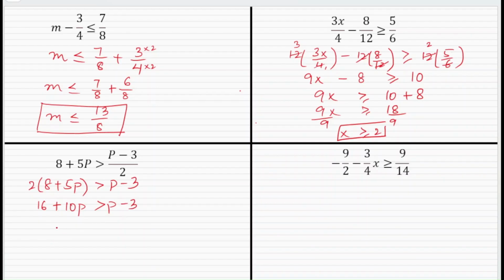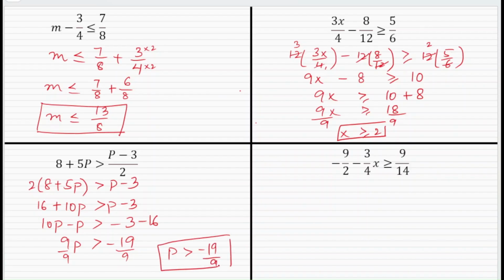This is an inequality with p terms on both the sides. So I will be shifting all the variable terms on one side and all the constants on the other side. But when I'm shifting, their signs would change. So 10p minus p is 9p greater than minus 3 added to minus 16, which is minus 19. Divide by 9 on both the sides and p comes out to be greater than minus 19 over 9. That's the solution set for this inequality.